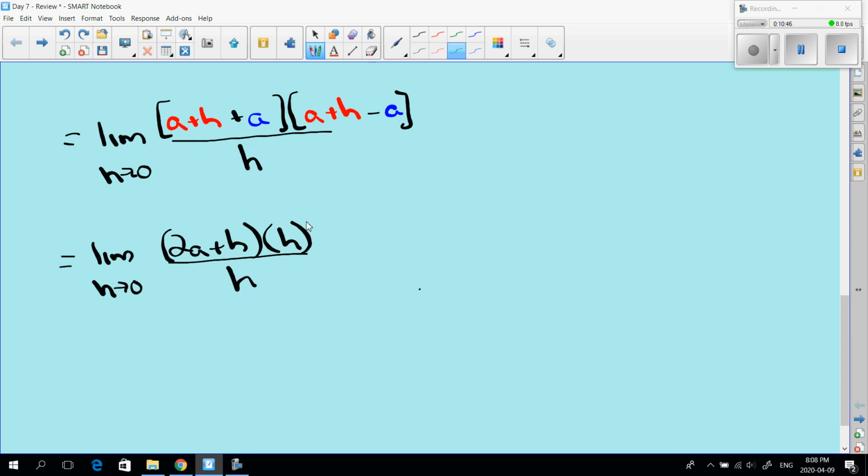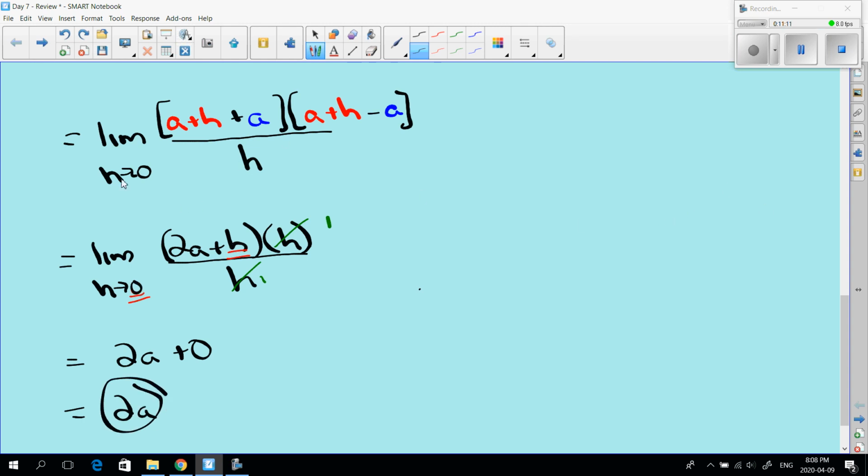Well, you may notice that I have an h in the numerator and the denominator that I can divide away. Once I divide the factors away, I go back to direct substitution. So anywhere there is an h remaining, I fill in a 0. This would end up being 2a plus 0, which is 2a. The limit is equal to 2a.